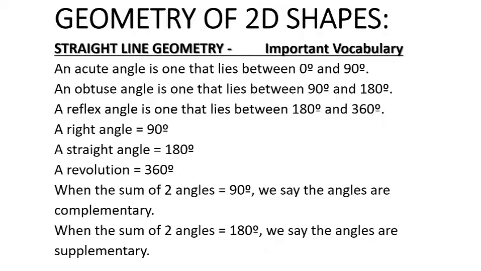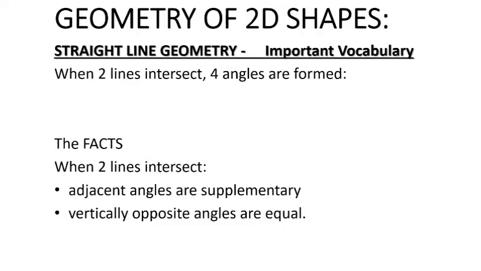When the sum of two angles is equal to 90, in other words a right angle, we say that those are complementary angles. When the sum of two angles is equal to 180, we say the angles are supplementary. Now, the geometry of 2D shapes.